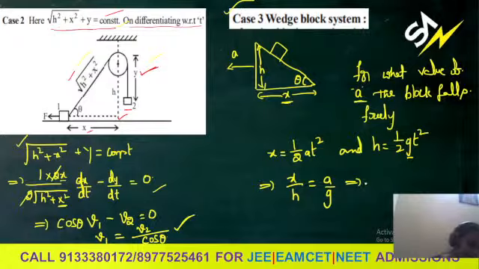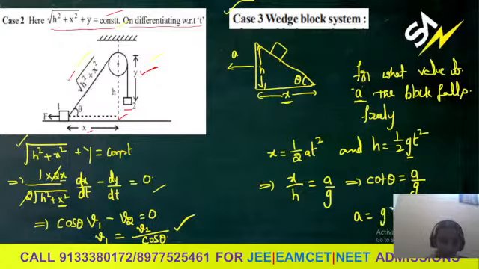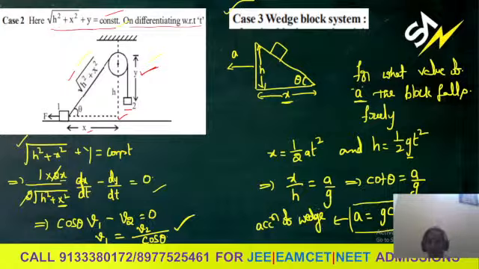Then this implies XYH is nothing but adjacent by opposite side, which is cot theta, equal to A by g. Then A is equal to g cot theta. So this much is the acceleration of the block, then the acceleration of the wedge. This is the acceleration of the wedge, then the block falls freely. So this way we can solve the questions about the wedge block system.